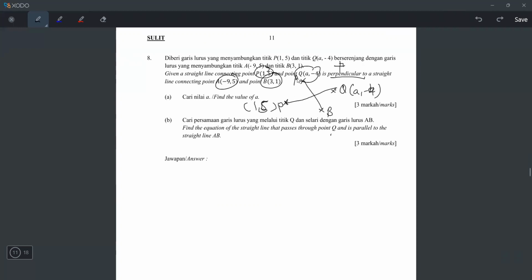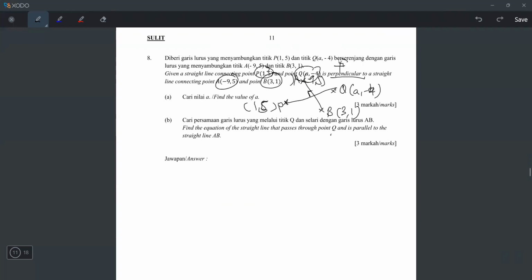Okay, it's fine one. They don't give marks also. This one tak ada marker. So I know the drawing might be wrong, but it doesn't matter. So A is (-9, 5). B is (3, 1). Okay, so I just want to draw it to imagine it better, to solve the question, to be more clear about what the soalan is saying. It doesn't matter if the drawing is not nice or not accurate. Okay, cari nilai a. So find the value of a.